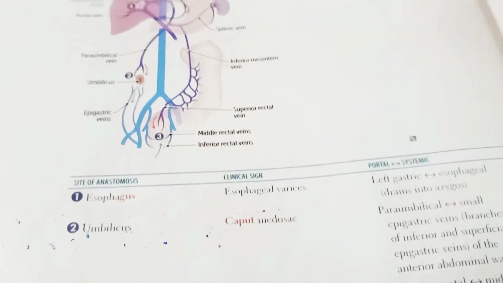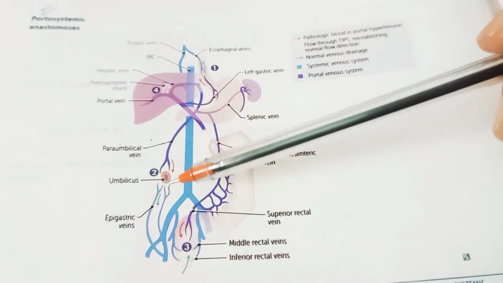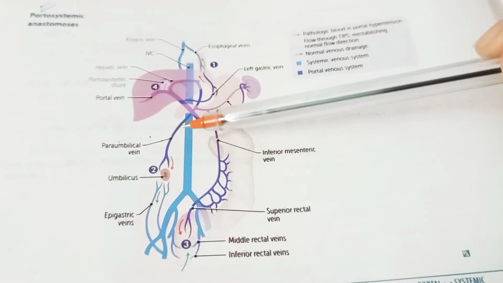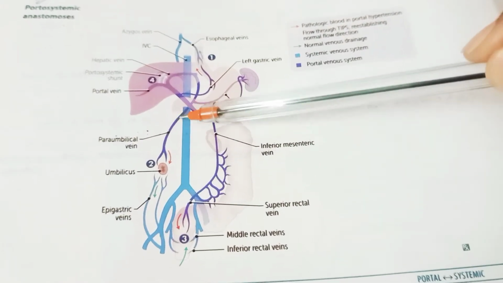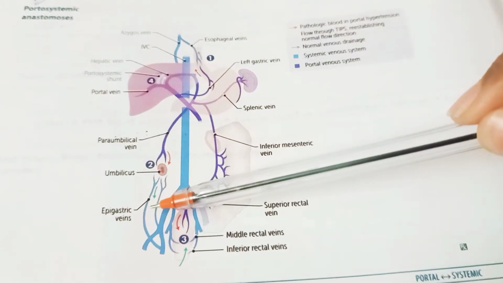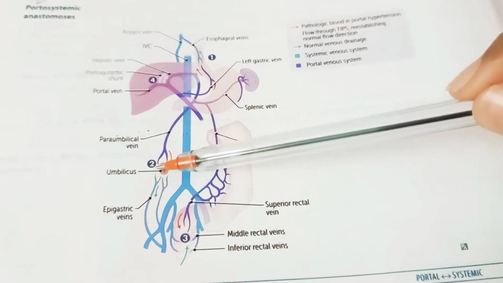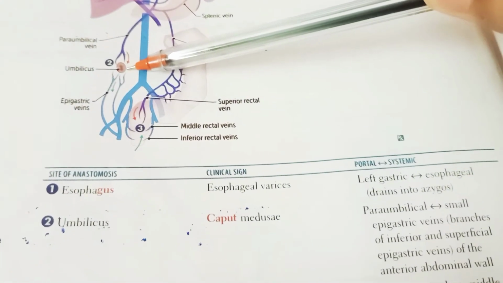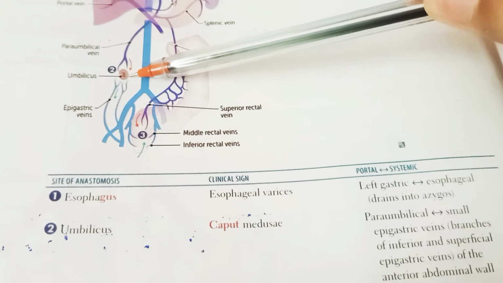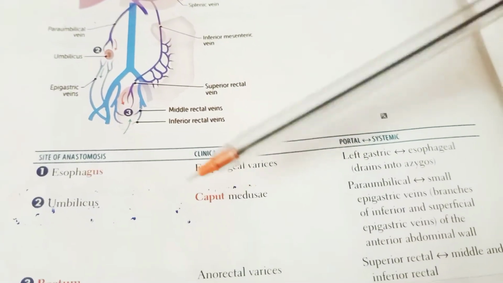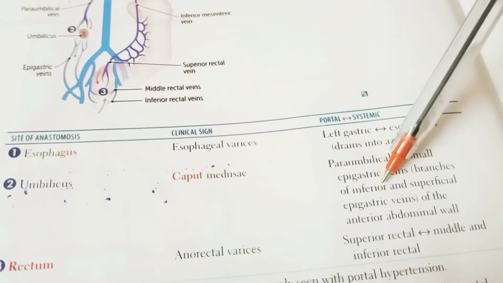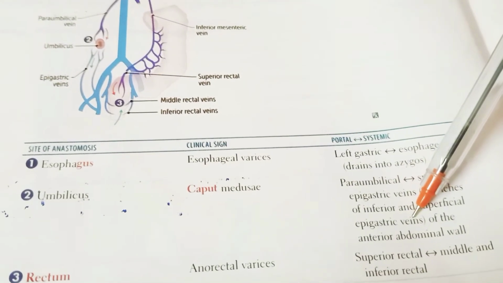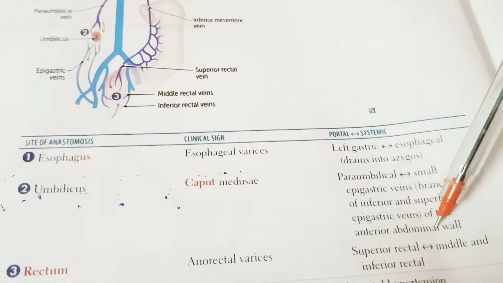Next, coming to the umbilicus, that is the caput medusa. Caput medusa is the second point where the portal hypertension is transferring to systemic hypertension. That is from the paraumbilical vein to the epigastric veins, the tension is going. So that is leading to caput medusa. The blood vessels are getting dilated a lot in the umbilicus. These are the branches of inferior and superficial epigastric veins of anterior abdominal wall.